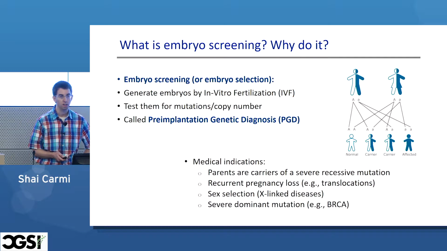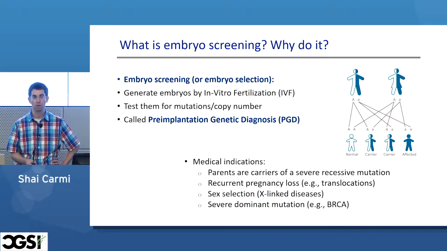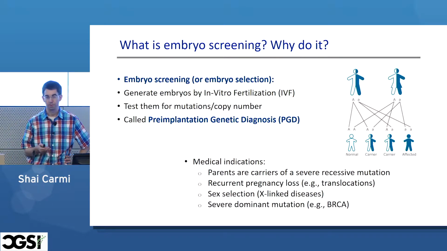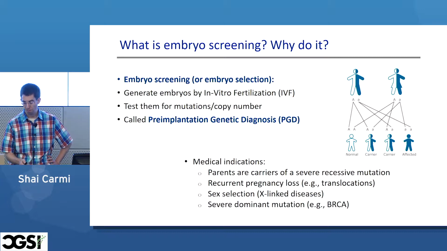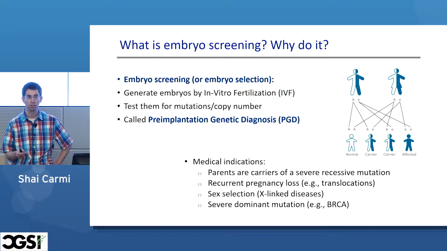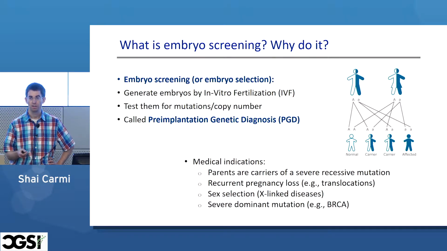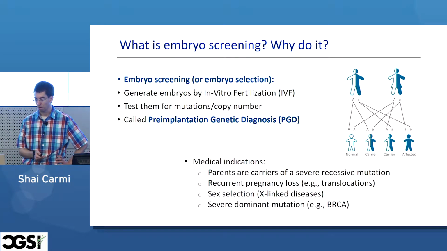There are some other indications like recurrent pregnancy losses, which are usually due to translocations in one of the parents, which leads to copy number variants or aneuploidies in the children. Sometimes people do PGD for sex selection when the disease is X-linked, so to avoid male children. And recently it also became common to screen embryos for mutations in genes such as BRCA1 and BRCA2 that are autosomal dominant, meaning they can increase the risk of disease also in carriers. So recently this also became popular.